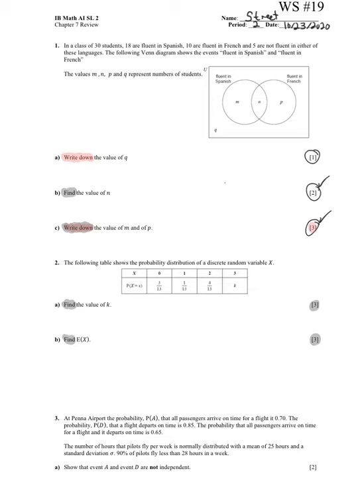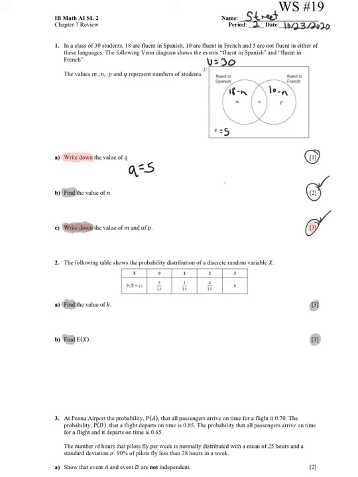For this first problem, we have 30 students. That's the total sample size. 18 are fluent in Spanish, so we can say this is 18 minus n. 10 are fluent in French, 10 minus n. And 5 are not fluent in either, so it turns out the q is just equal to 5. That's your first problem there. When it says 5 are not fluent in either of these languages, the following Venn diagram shows the events fluent in Spanish and fluent in French.